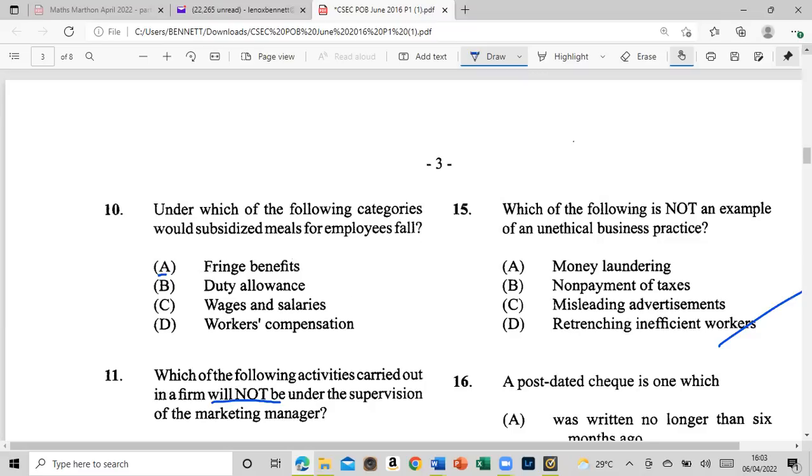Let's move on to number 15. Which of the following is not an example of an ethical business practice? Is it money laundering, non-payment of taxes, misleading advertisement, or retrenching inefficient workers? And that would be D, retrenching inefficient workers. All right, so let's move on to number 16.